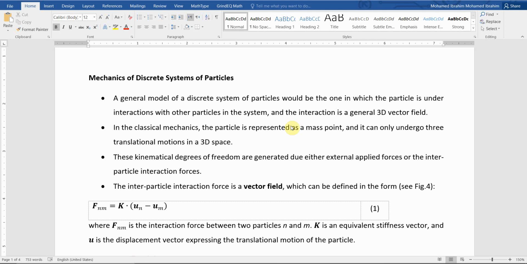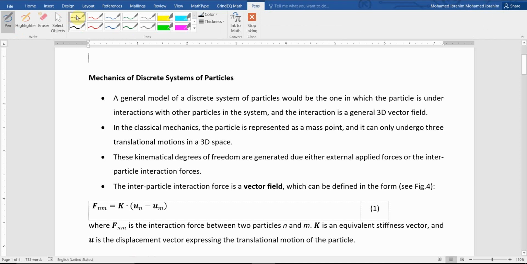We talk about the mechanics of particles, but in general. A general model of a discrete system of particles is one in which the particle is under interaction with the surrounding particles. But the key idea here is that the interaction is a general 3D field or 3D vector.